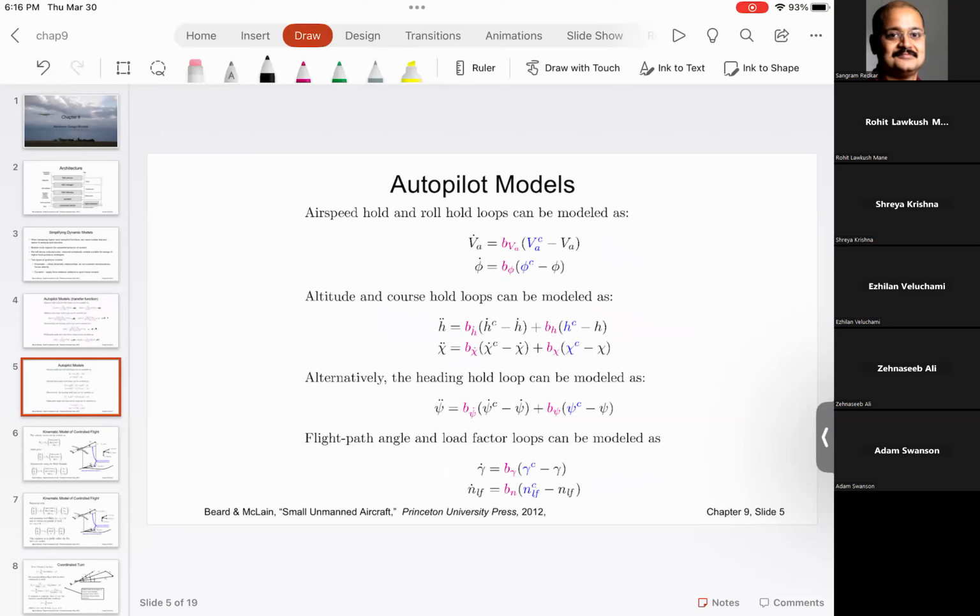Now, again, if you look at what we have here, they are simple PD types of controls, which is proportional and derivative controls, on airspeed, roll loop, altitude, chi for 4A, for 4B, 5, and 6.